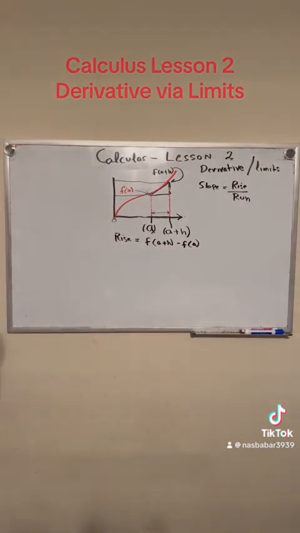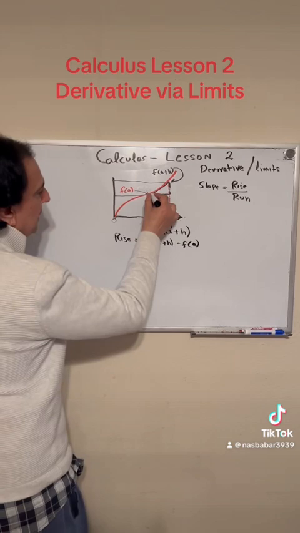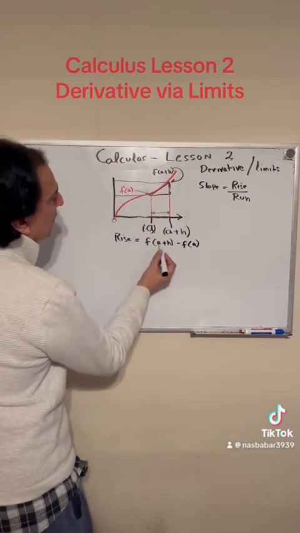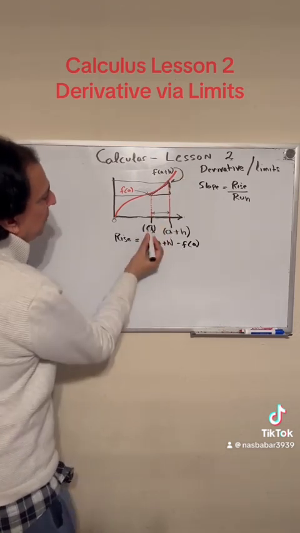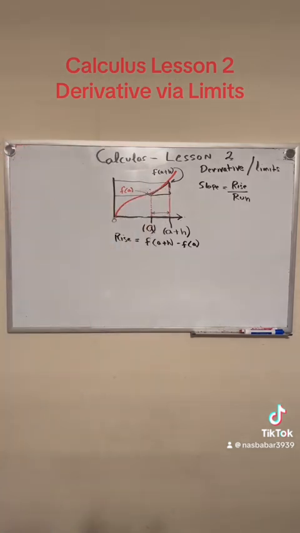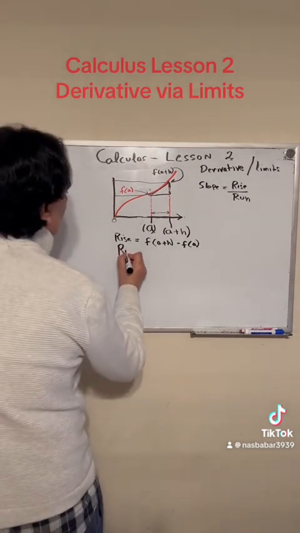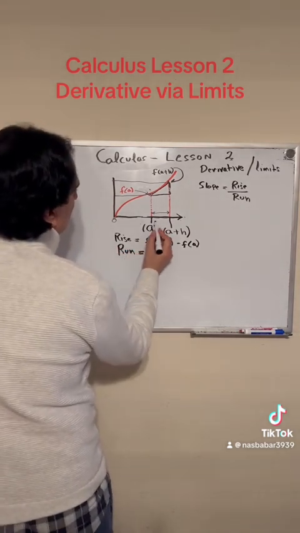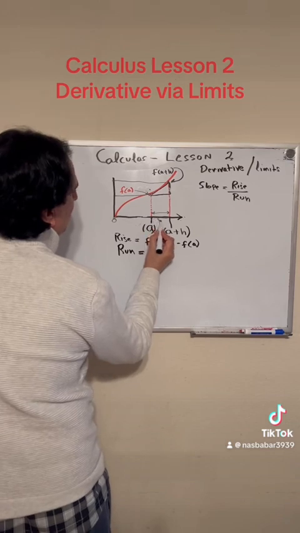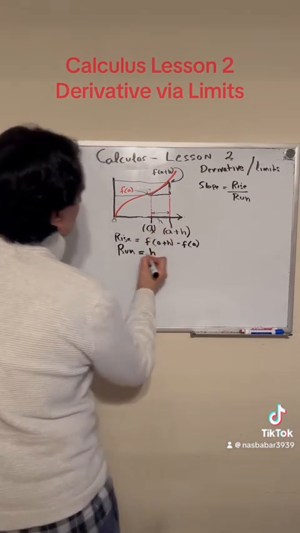So that is going to be my rise. Function of a plus h right here, and then function of a right here. Now, what about run? What's going to be run? Any guesses? Run is just the value between right here, which is h. So run is h. Okay.